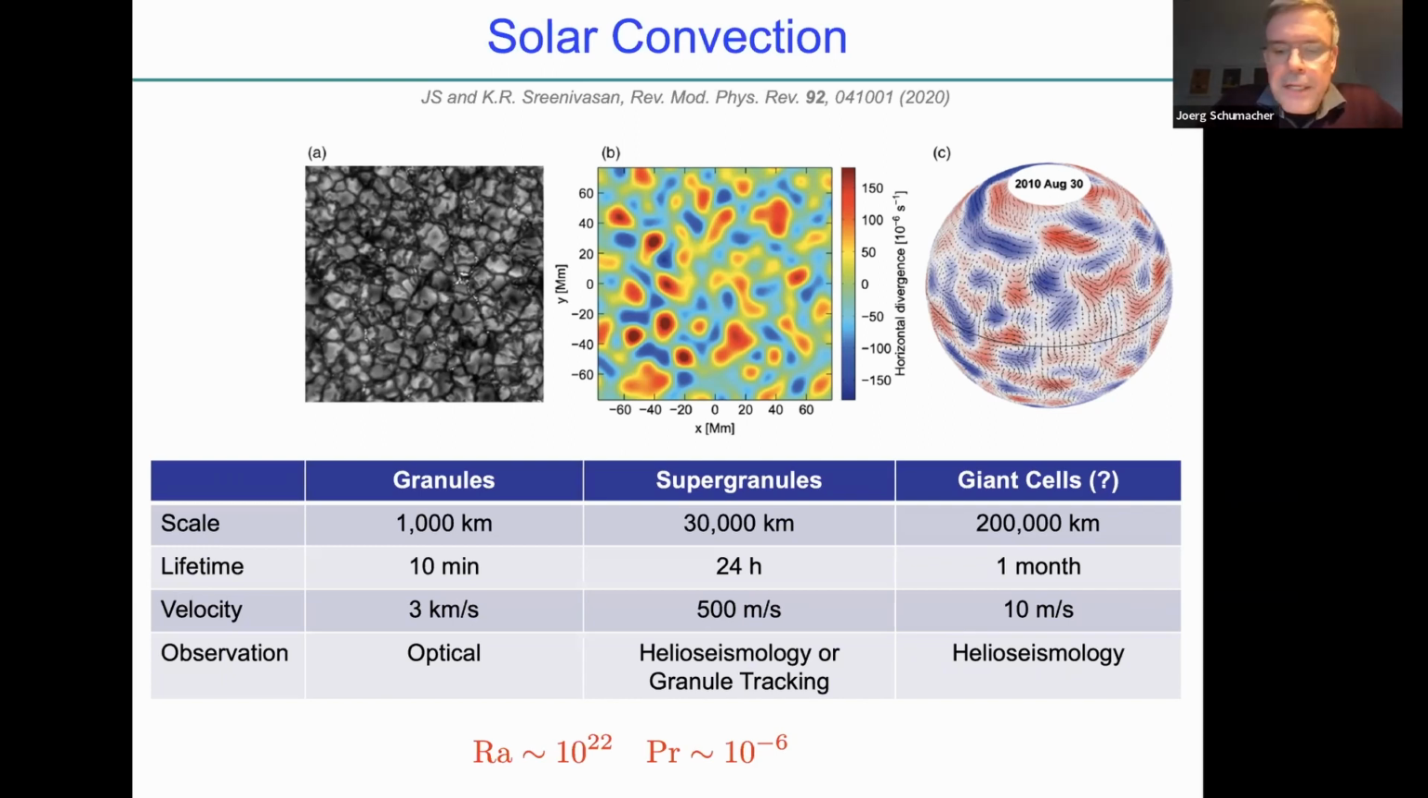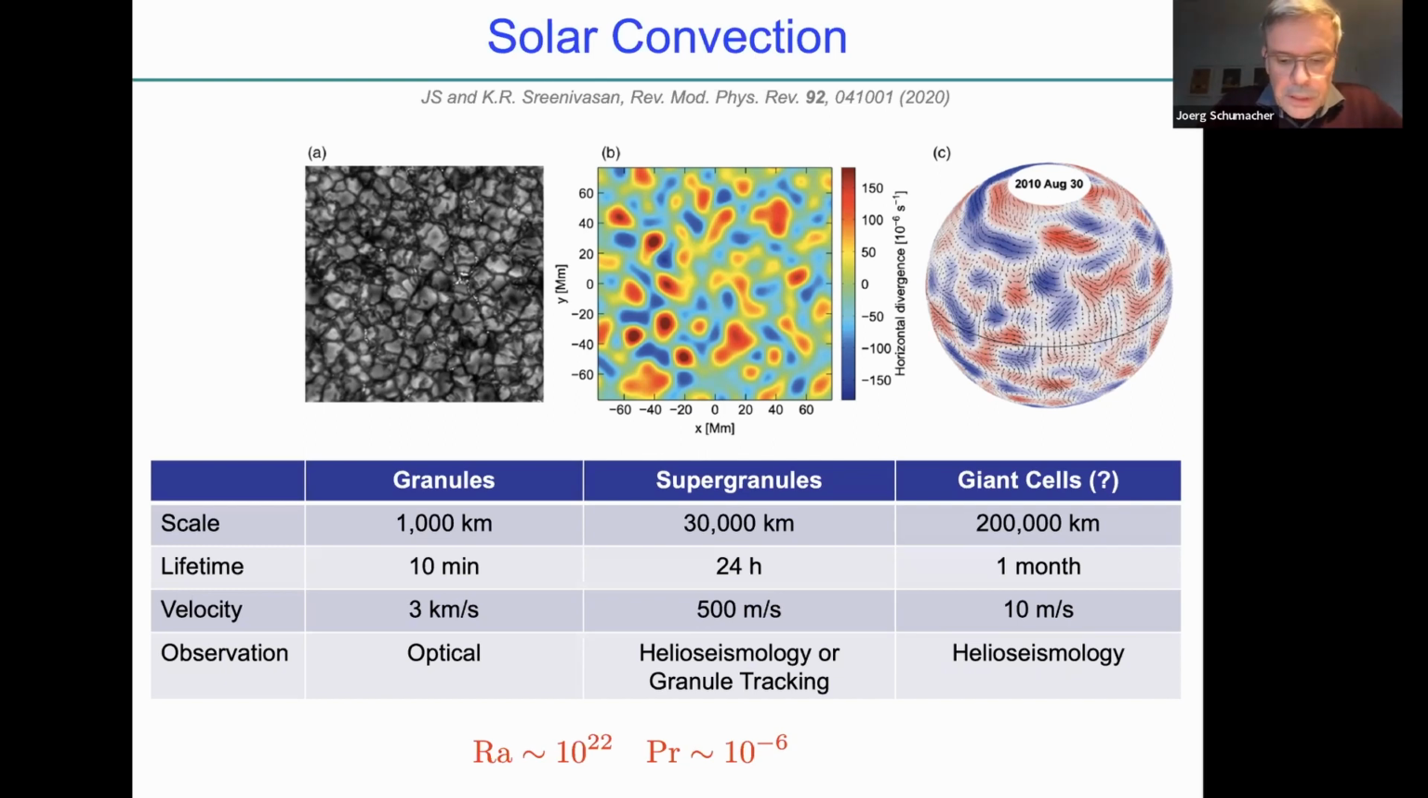The next structure in this hierarchy are the so-called supergranules, 30 times larger, roughly. They live for a day and are characterized by a somewhat smaller characteristic velocity, and they are typically observed by helioseismology or granule tracking. And the figure which you see in the middle is a so-called surface divergence picture that characterizes the upwelling and downwelling regions.